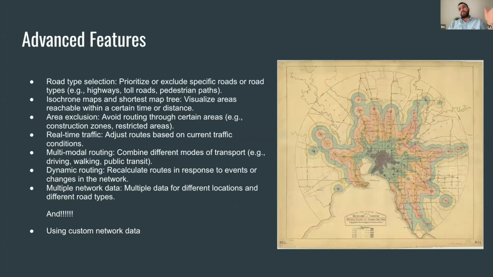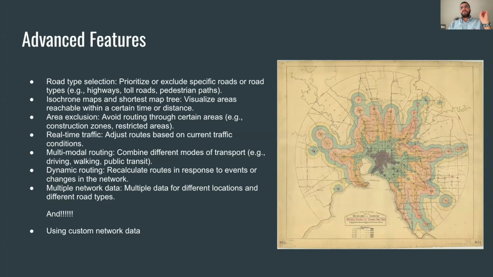So maybe I will dive more into advanced features. To find a way from one point to the other, maybe you have to have some additional information like road type selection. You may have to prioritize or exclude some roads. For example, I don't want to pay for the toll roads in Turkey, so I have to exclude these roads. When I'm using Google Maps, I try to do this if I don't want to pay for the roads. And you may also need some isochrone maps. On the right side, you can see a Melbourne map of isochrones in 1922.